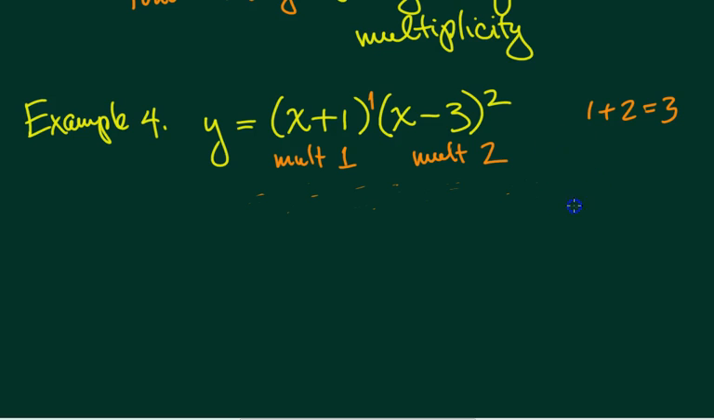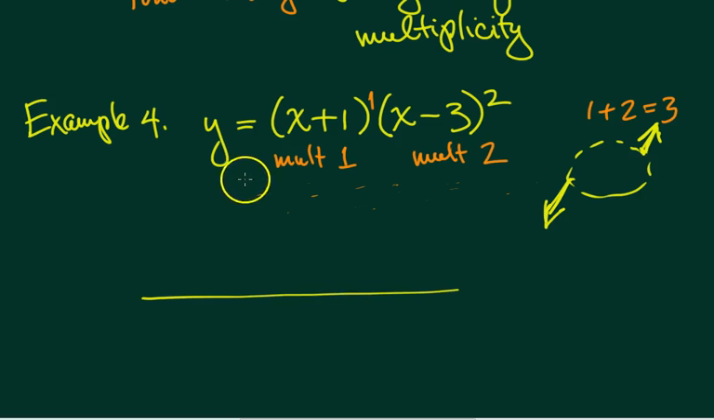So, it's going to have end behavior like this around its interesting part. Okay, the interesting part of this one goes like this. At -1, we're going to have a go through. At +3, we're going to have a touch and go.